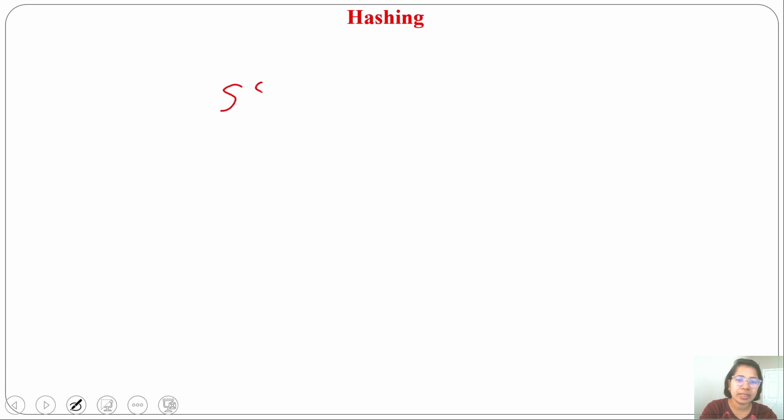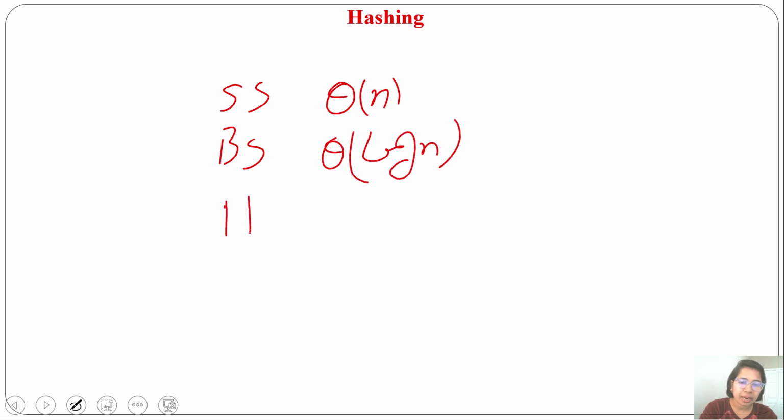I already discussed two search techniques. One is sequential search, another is binary search. In sequential search, running time is theta of n. In binary search, running time is theta of log n. But in case of hashing, searching running time is theta of 1 in best case and average case. So it's much less than binary search and sequential search.